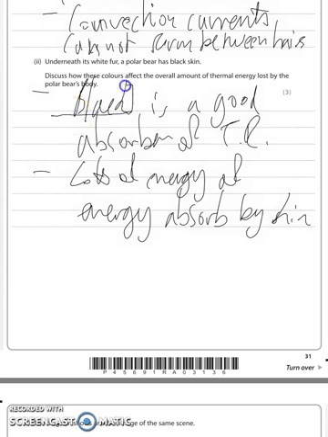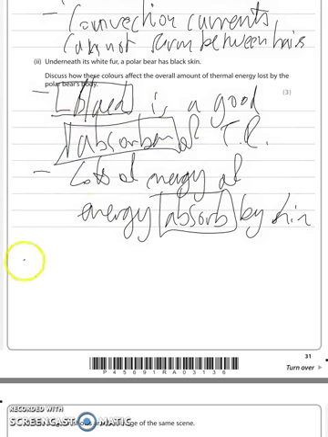So these are things that you're looking for. Black being a good absorber and lots of energy absorbed by the skin. You could have also had the other way around, that white is a good reflector.